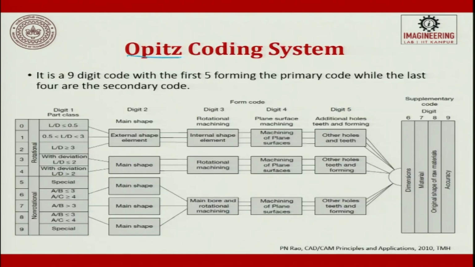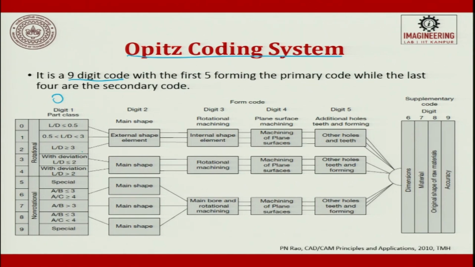When you look at Opitz, which is very commonly used, it has 9 digits, wherein the first 5 form the primary code while the last 4 are the secondary codes. The first 5 digits you see here form the primary code. The first digit stands for the aspect ratio. Here up to 4 is rotational, 5 to 9 is non-rotational in the first digit. Next, where the features are external or main shape, that is the second digit.